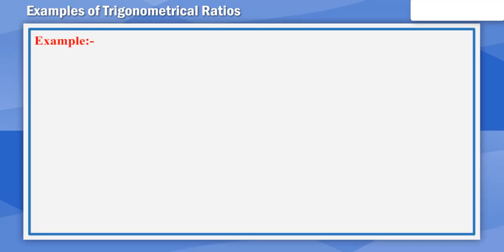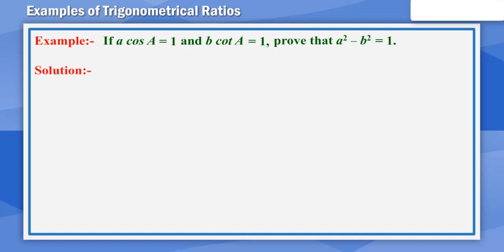Let's take the next example. If A cos A is equal to 1 and B cot A is equal to 1, prove that A square minus B square is equal to 1. Let's solve this. It is given in the question that A cos A is equal to 1. This implies A is equal to 1 by cos A. This implies A is equal to sec A. Call this first.